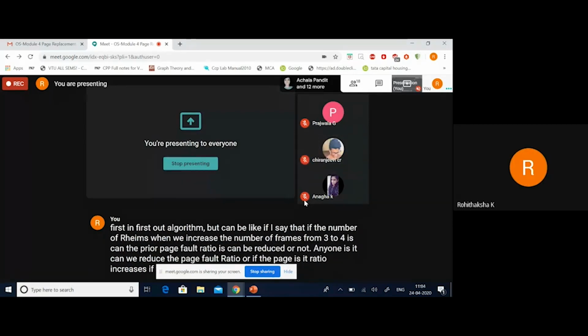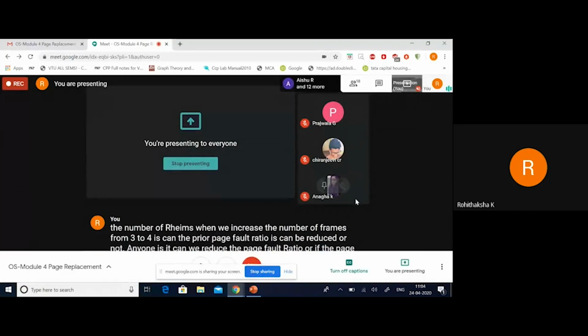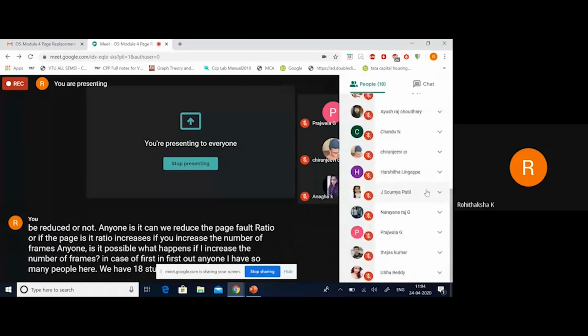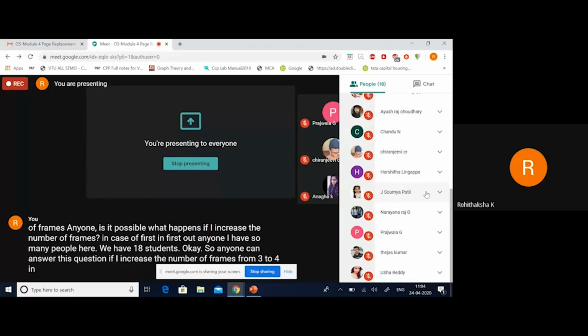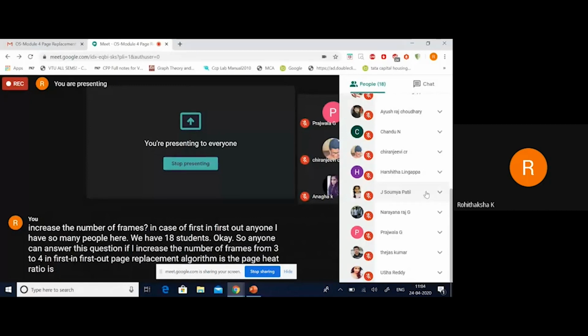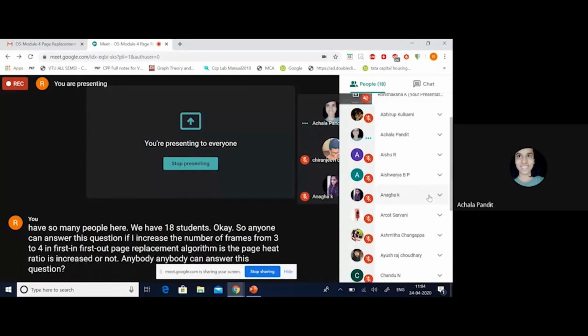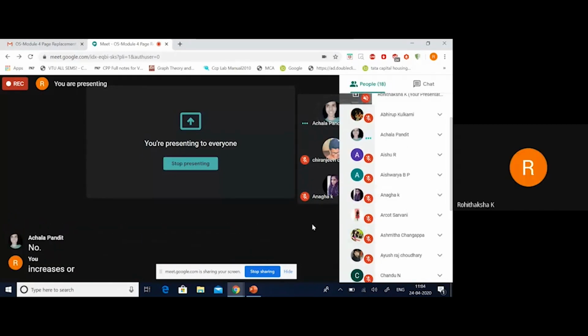Anyone? Is it possible? What happens if I increase the number of frames in case of first in first out? We have 18 students, so anyone can answer this question. If I increase the number of frames from 3 to 4 in the first in first out page replacement algorithm, does the page hit ratio increase or not? Increases, or not, sir? No. So why is it not increasing?